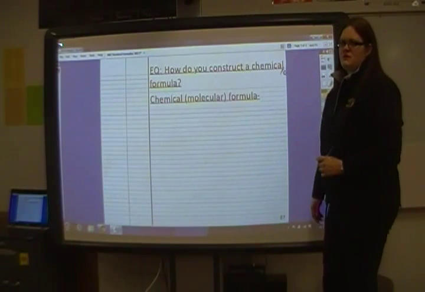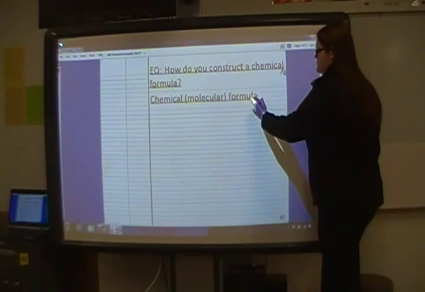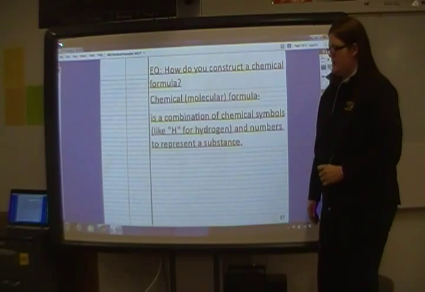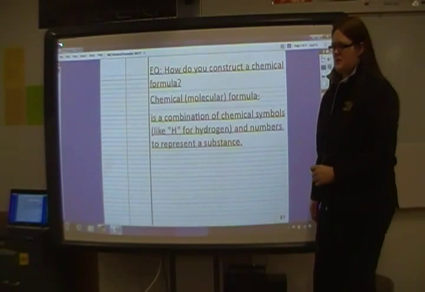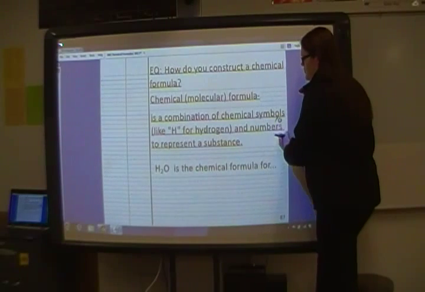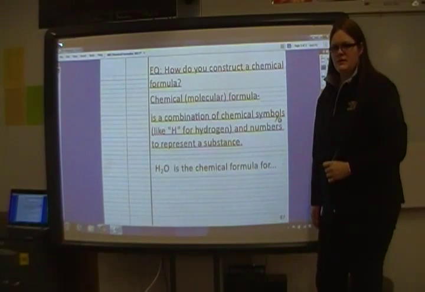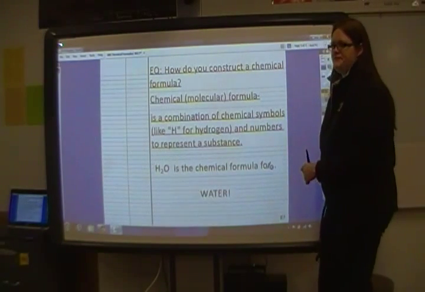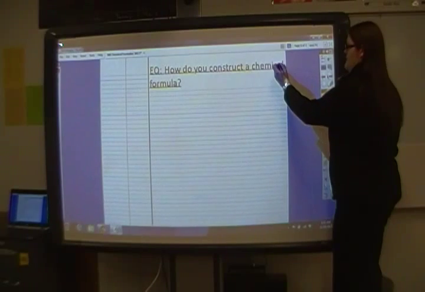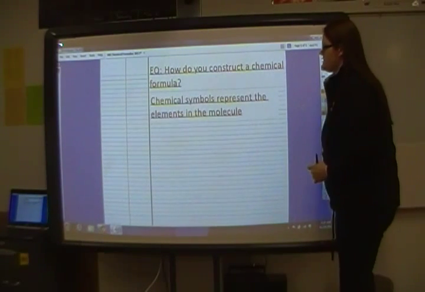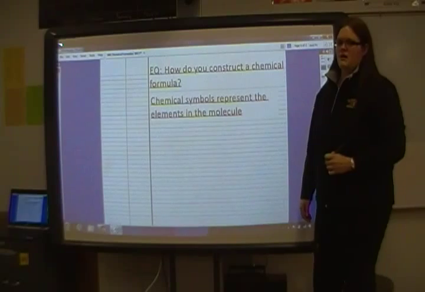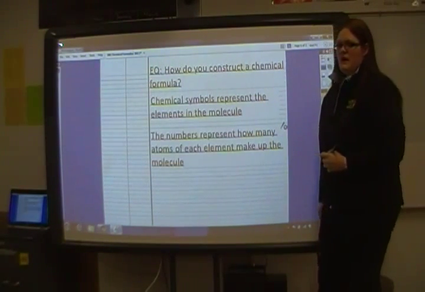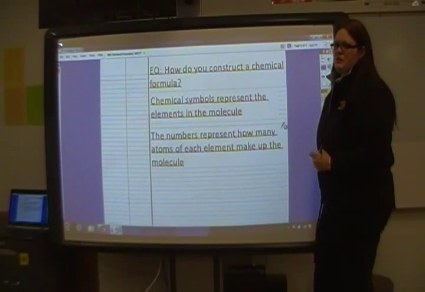Chemical formulas are also sometimes called molecular formulas, and they are a combination of chemical symbols and numbers to represent a substance. For example, H2O is the chemical formula for the substance water. Chemical symbols represent the elements in a molecule. The numbers represent how many atoms of each element make up the molecule.